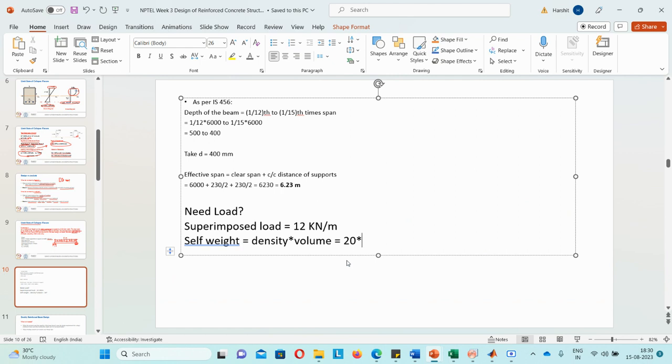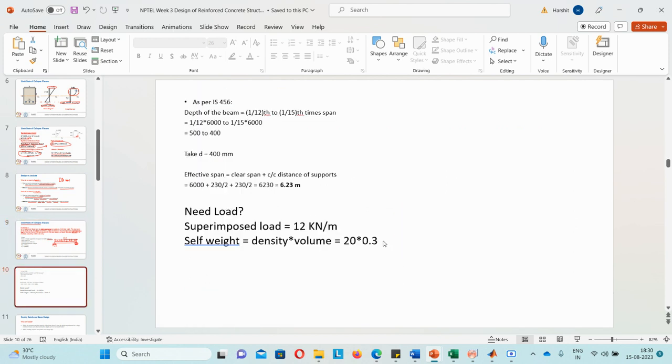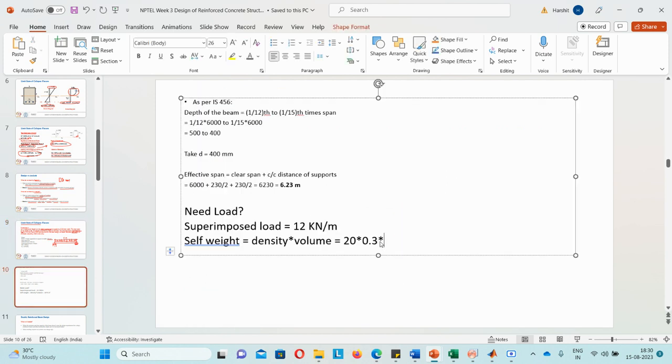Okay, what is the volume? Length into breadth into height. So it will be 0.3, that is the width of the beam given to us, times depth of the beam, that will be 0.4, times length of the beam, that will be assumed as 1. Okay, for per unit we need to calculate weight per meter, so that factor we take as 1.